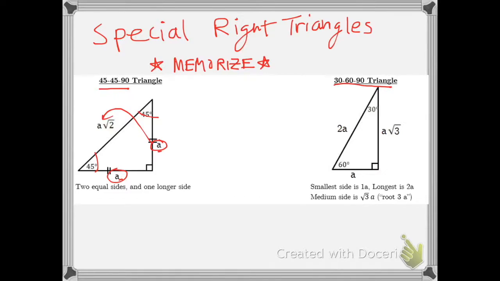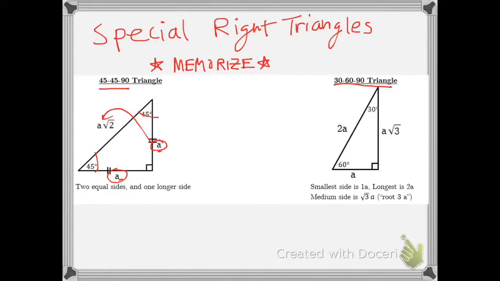It could be 5 and 5 as the shorter legs. Then the hypotenuse is 5 square root of 2. It could be 9 and 9 as the shorter legs. Then the hypotenuse is 9 square root of 2. And so on and so on. So that's the 45-45-90 triangle.